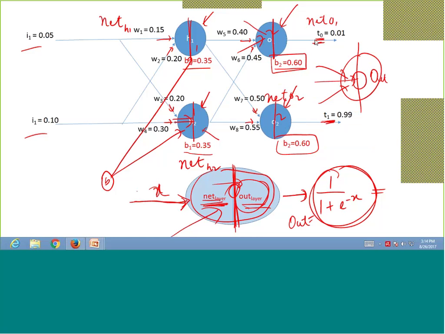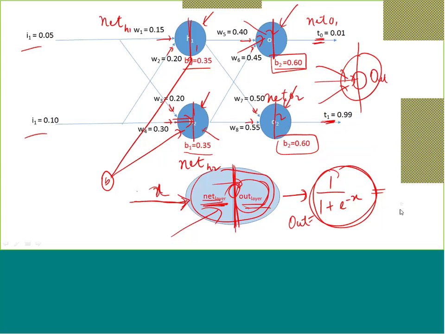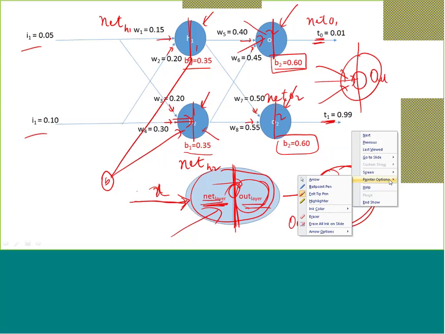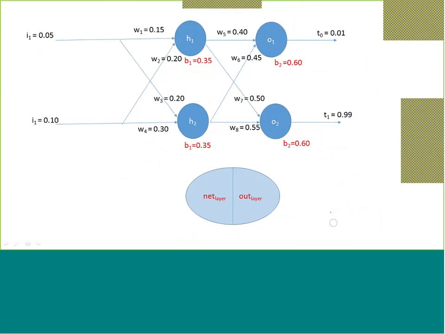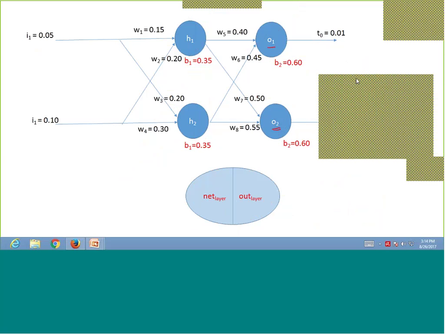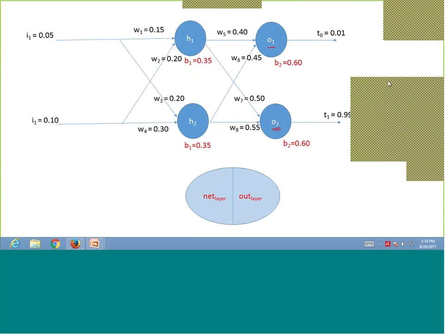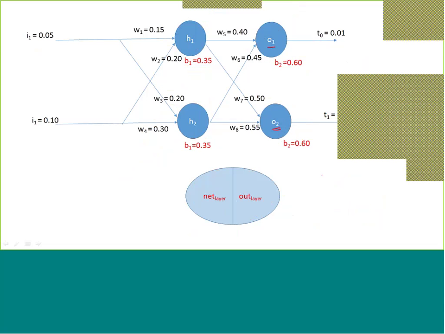In this network I'm using O1 and O2 for the nodes. O1 is the first node of the output layer, and O2 is the second node of the output layer. So please forget everything we have used before. O1 and O2 are the notation for the nodes, and T is the output. T0 is the output of the first perceptron, and T1 is the output of the second perceptron. So fix to this notation for a while.